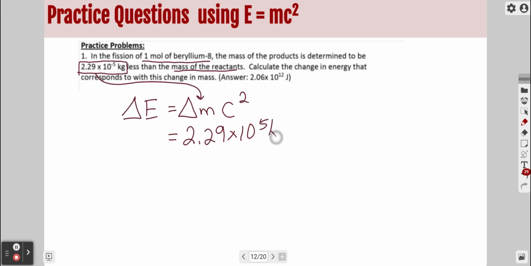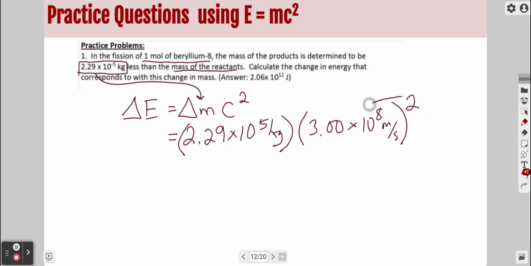10 to the negative 5 kilograms. All right, so that's the mass difference between the products and the reactants. How much mass was lost. And then we're going to multiply that by the speed of light, which you should know by now is 3.0 times 10 to the 8 meters per second. And we're going to square that. So we're going to square this first, right?